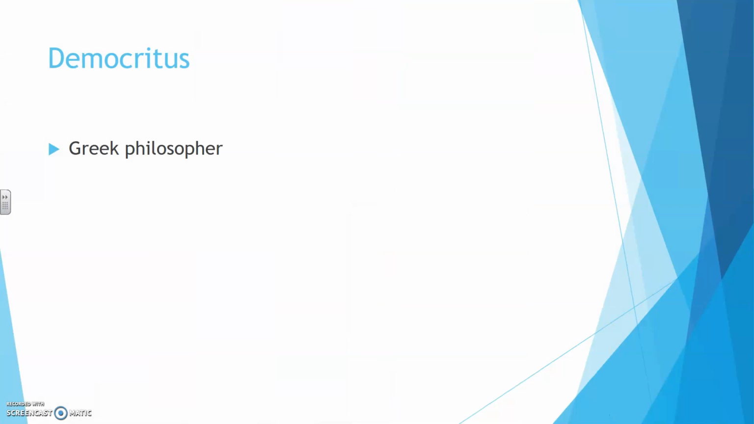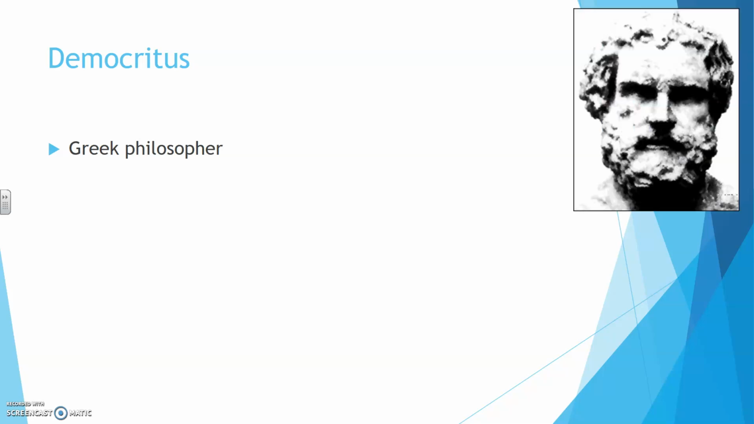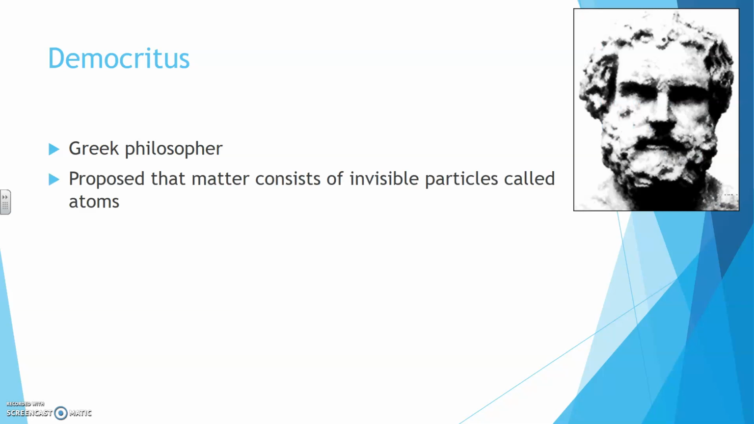All right, so getting into atomic theory. The idea of the atom really started with Democritus. He was a Greek philosopher. This is what they think he looked like. He proposed that matter consists of invisible particles called atoms. So he was the first one to actually name the atom. And with him, it was all just thinking about it. He wasn't actually able to do any kind of experiments to prove the existence of an atom.